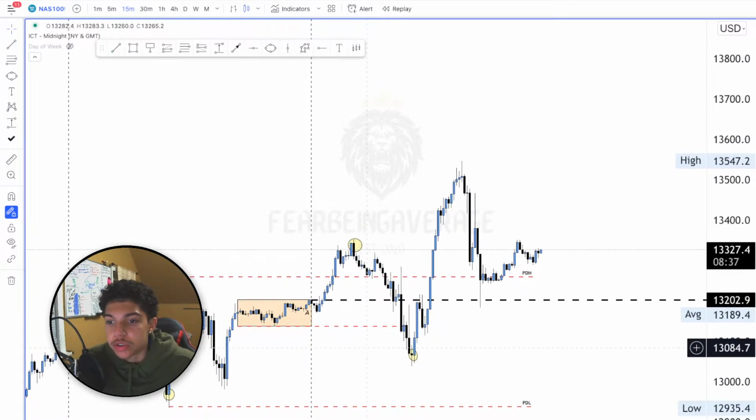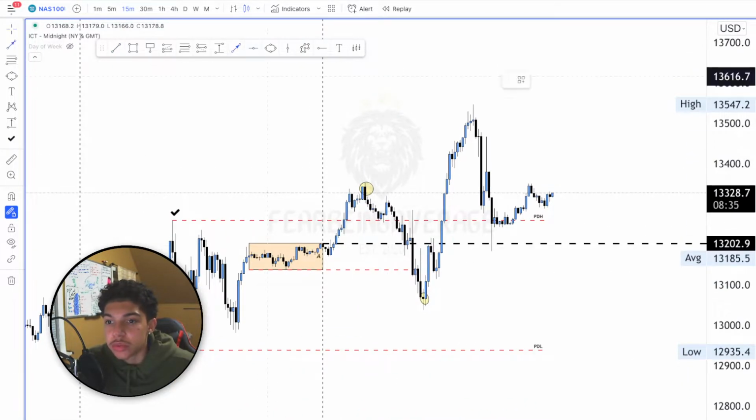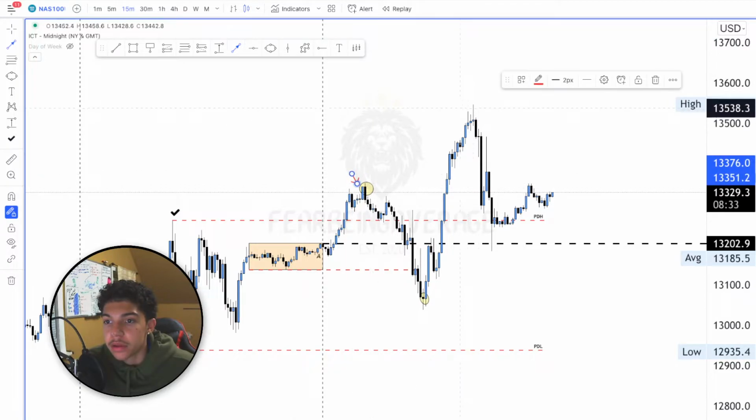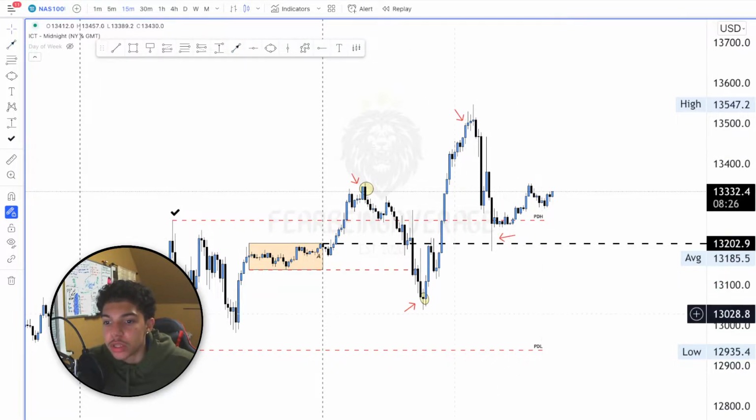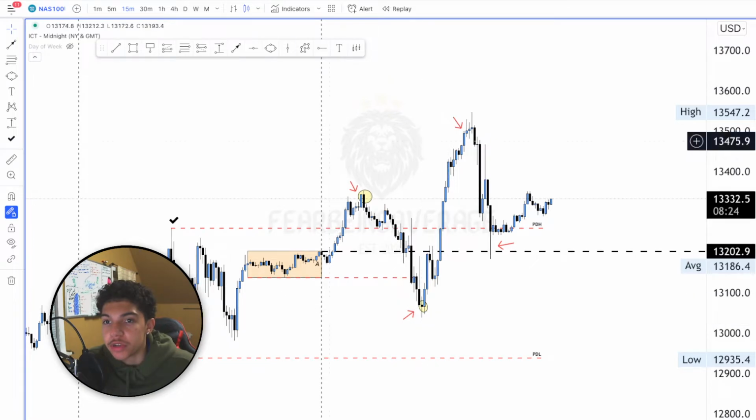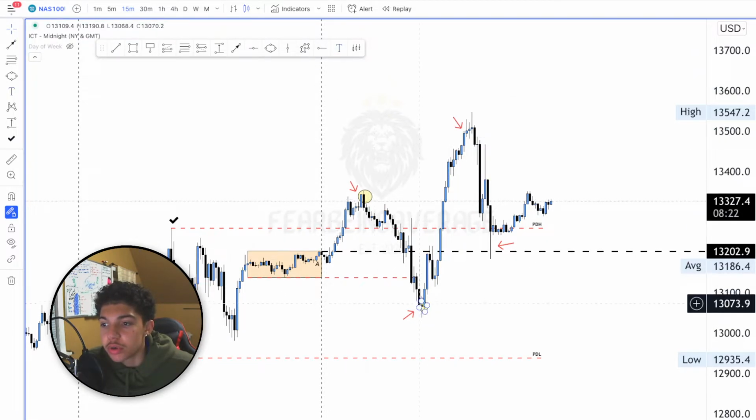There's going to be a few areas I want you to pay attention to, like this high, this low, and this low right here. We're going to start off with this low down here. Why is this low important? First things first, this low is important because, for one, it is our low of the day.